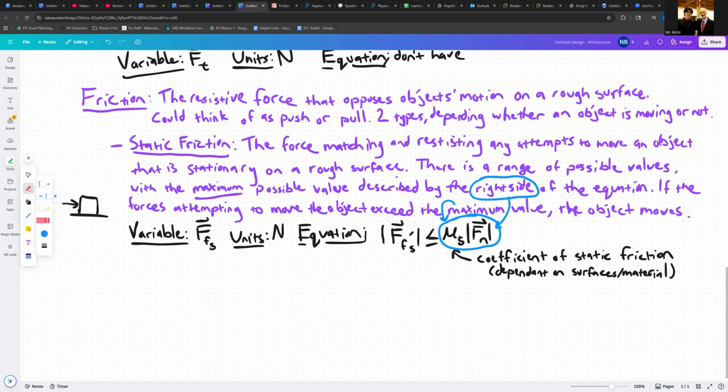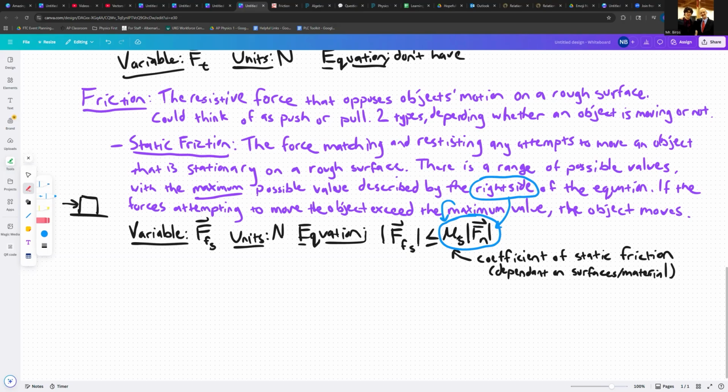So that's what the inequality is. The force of static friction could be anything less than or equal to whatever this maximum value is. So what doing the equation really does is tell you the biggest that static friction could be here. And once you find that, again, they say, okay, so it's 50 newtons.